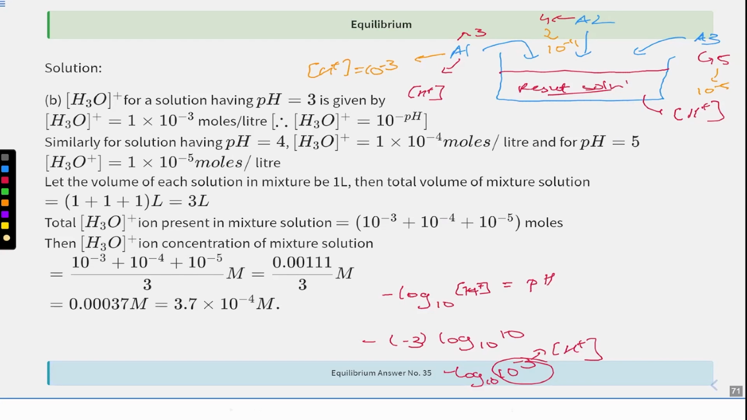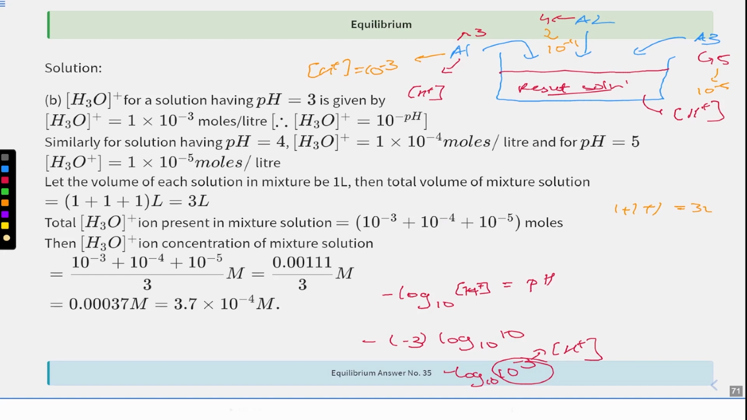Now, if we are mixing equal volumes, what is going to happen? We are going to take 1 liter of each acid, let's say, and we are going to get 3 liters. So 1V, 1V, 1V, and 3V. Technically, what we are doing now is basic calculations.